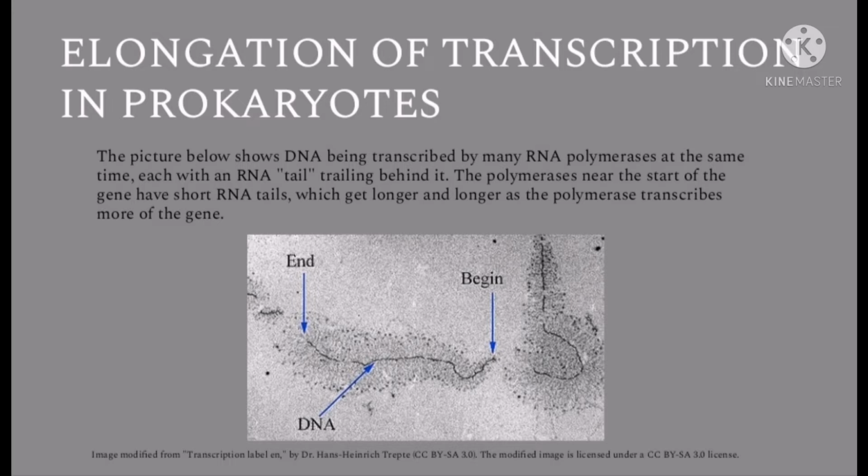The picture presented below shows the DNA being transcribed by many RNA polymerases at the same time, each with an RNA tail trailing behind it. The polymerases near the start of the gene have short RNA tails, which get longer and longer as the polymerase transcribes more of the gene.